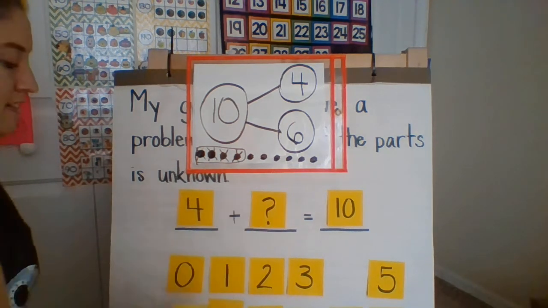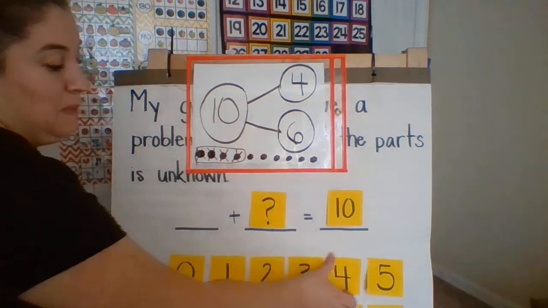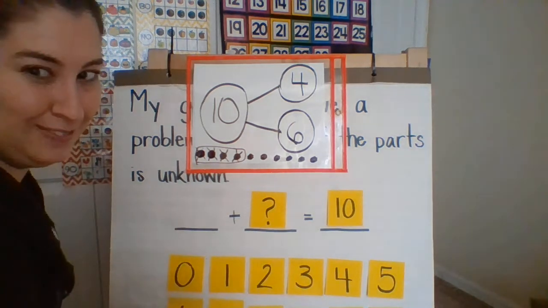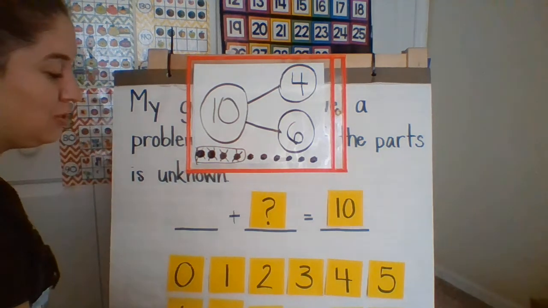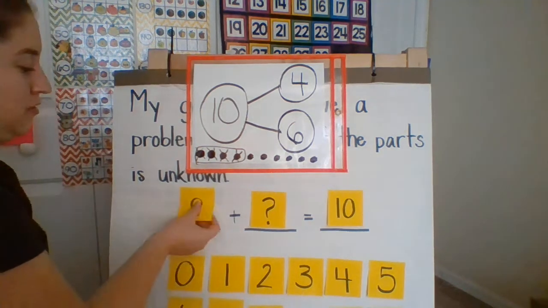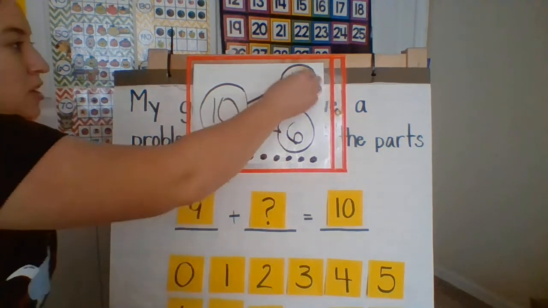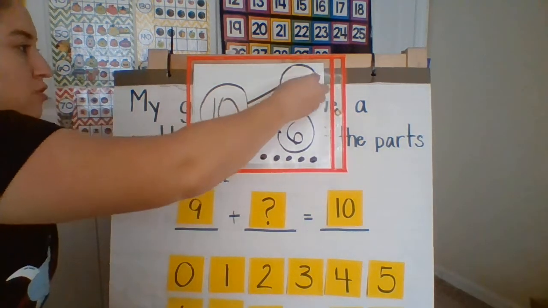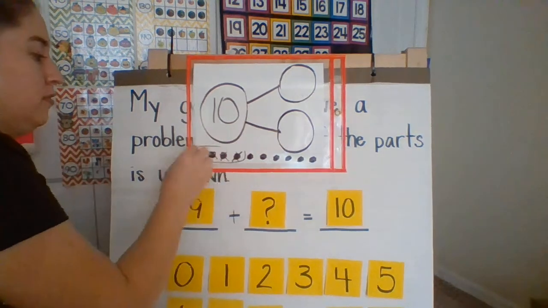Now, I'm curious to see if some of you are catching on to what we're doing, because we're really not adding. I want you to think about that as we do our next one. We're going to do 9. 9 plus what equals 10? Okay, I've talked you through the last one. What should you be doing with your cubes right now?